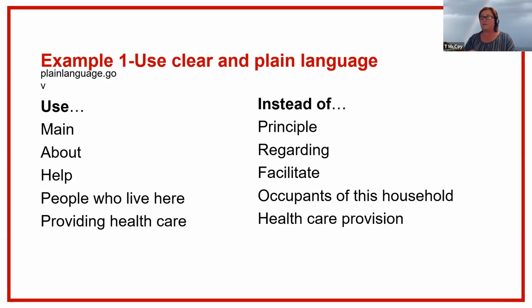So, although my plainlanguage.gov, there it is, example 1. So we want to use clear and plain language. So here's some examples. Use main instead of principal. Use about instead of regarding. Help versus facilitate. I like this one. People who live here versus occupants of this household.